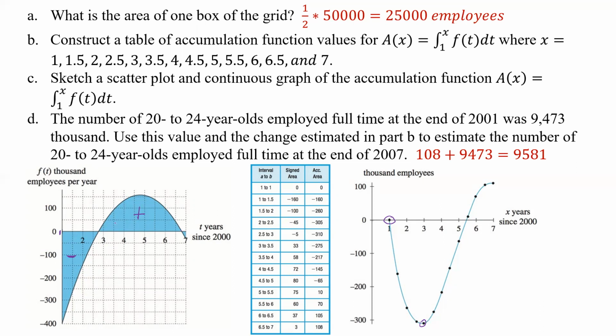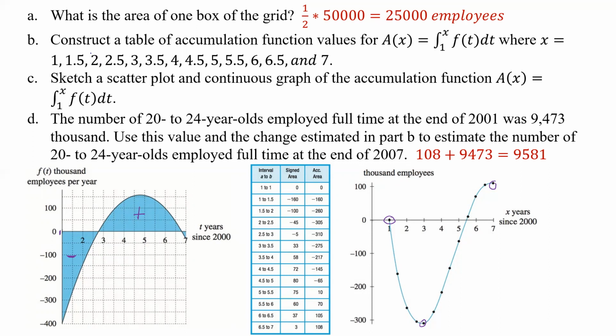So 3 to 3.5, that's going to add us 33. And so we move up 33. And then we just keep going and going and going. And then our last one, again, it's going to go from 6.5 to 7. And so it's got a positive and a negative. It's more positive than negative. So we're only going up by that 3. And so we go up to that final point of 108. And again, we draw our curve in through our points and we get our accumulation graph. And this is, again, thousands of employees.